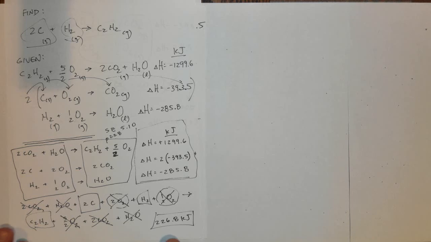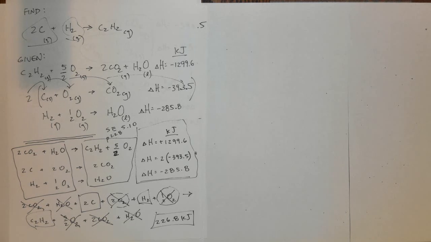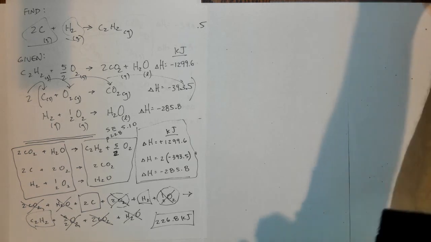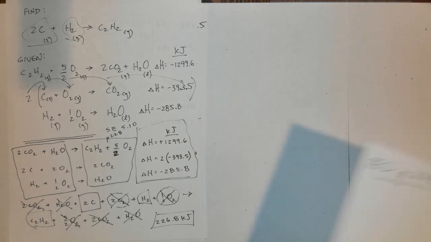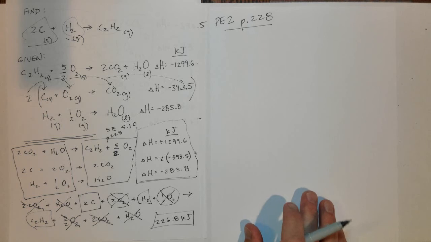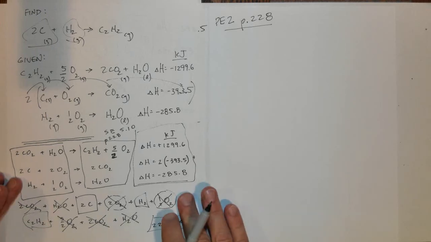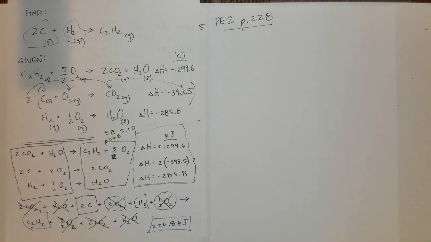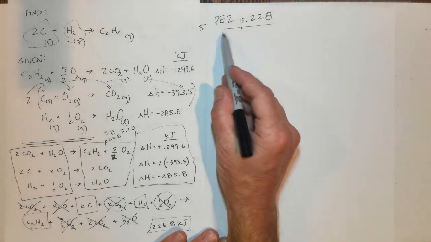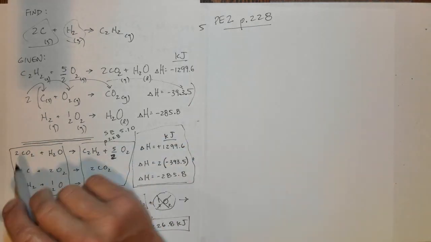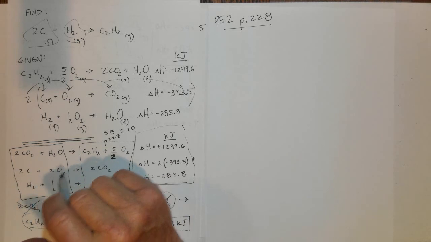All right, if you're comfortable with this, you can stop the video cast right now and start trying your own Hess's Law problems. If you want to see one more example, I'm going to do practice exercise 2 on page 228 of the digital book, and I'm going to work it right now. So if you're comfortable with it, well done. Good Hess's Law video. Thanks for joining us. If you're not, I'm going to do practice exercise 2 on page 228.